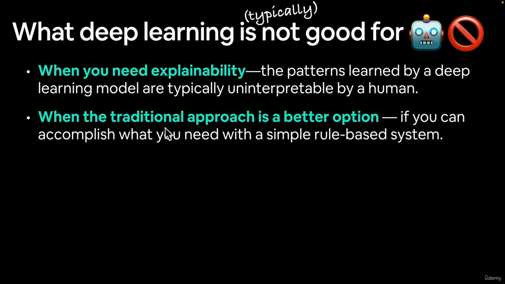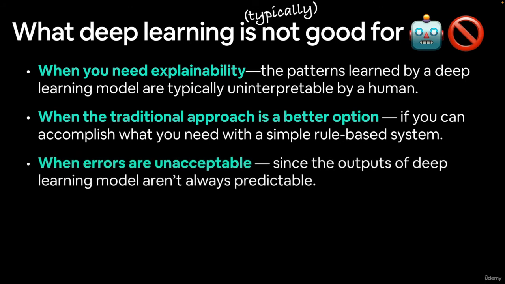And when the traditional approach is a better option. Again, this is Google's rule number one of machine learning. If you can do what you need to do with a simple rule-based system, maybe you don't need to use machine learning or deep learning. Again, I'm going to use the terms deep learning and machine learning interchangeably. I'm not too concerned with definitions. You can form your own definitions, but just so you know, from my perspective, ML and deep learning are quite similar.